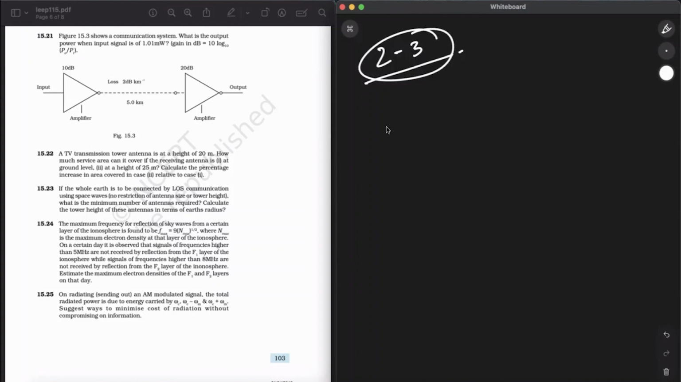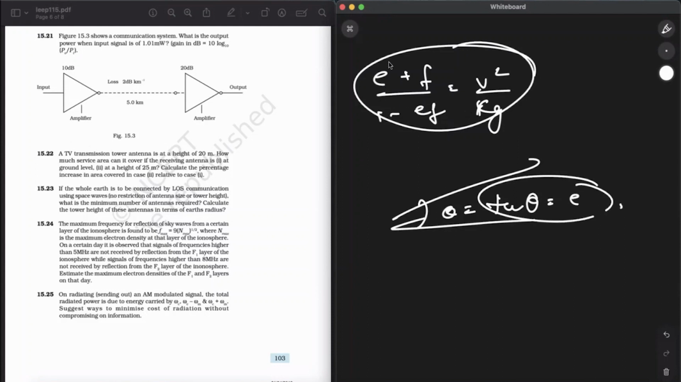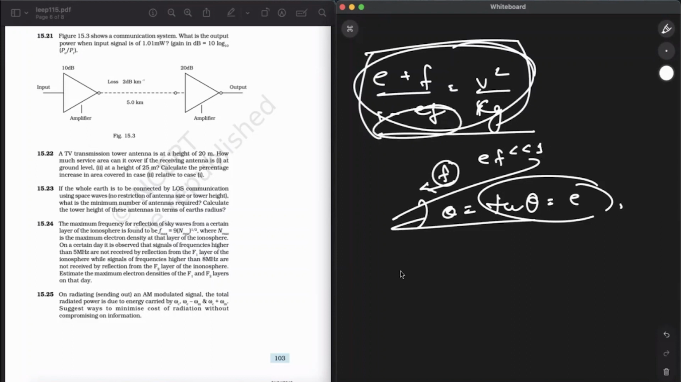Suppose, I can't give you any example right now, but you just have to listen to me. Okay, I'll tell you one. There's a formula (E + F) upon (1 - EF) equals V squared upon RG. This is the super elevation formula. When the road is elevated through an angle theta, then tan theta is called E. In the derivation we derive this, but since E is the super elevation and F is the friction, the product EF is much less than 1.